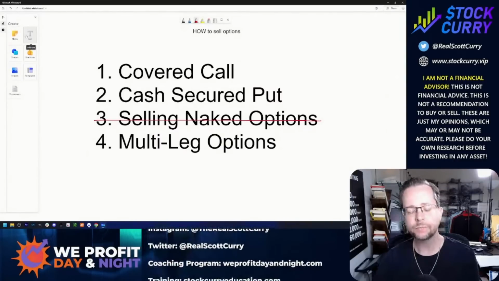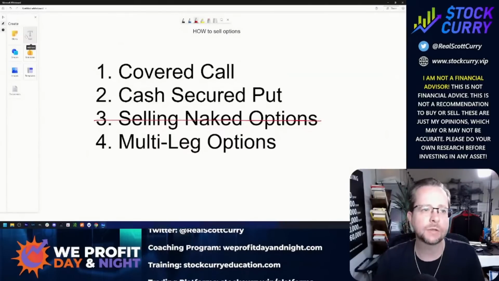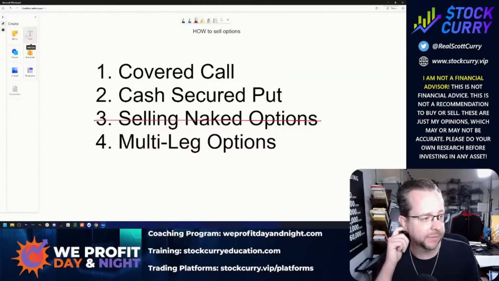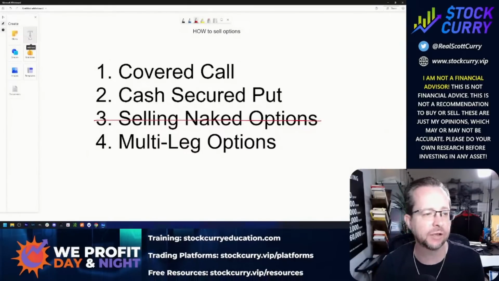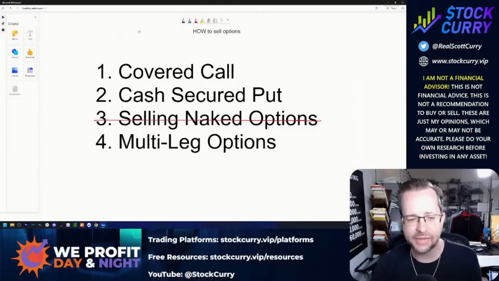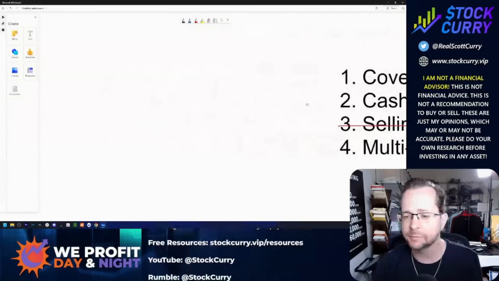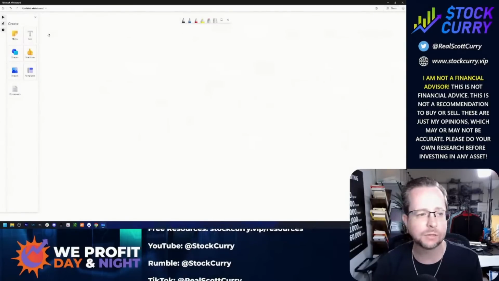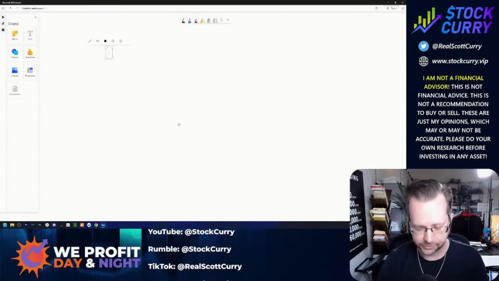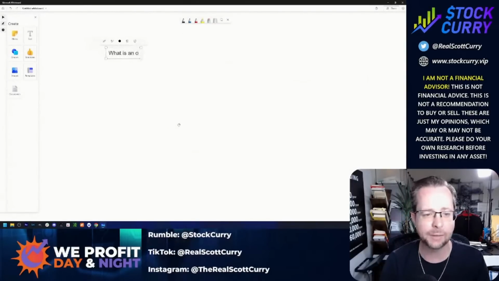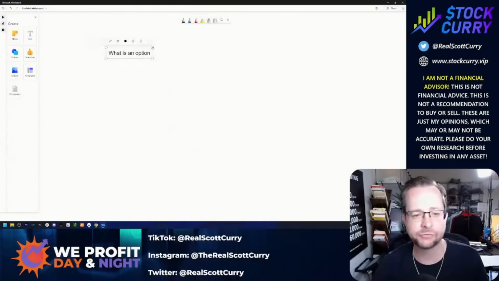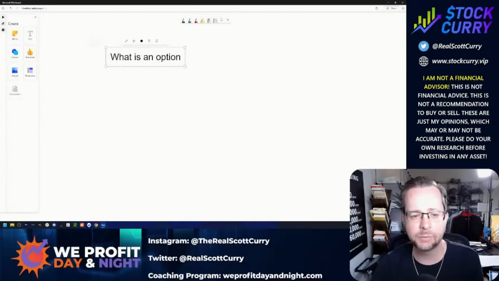Okay. By the way, we're going to have to backtrack a little bit because I think I'm getting a little bit ahead of myself. This actually isn't going to make sense for a beginner. So let me explain a little bit of beginner stuff real fast. What is an option? Probably should have covered this first. A little bit more beginner.